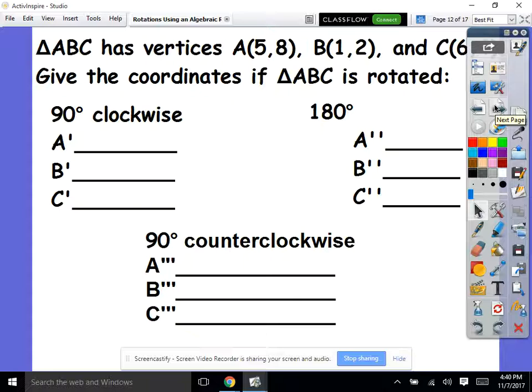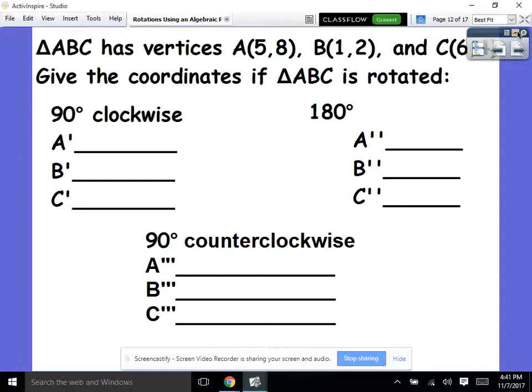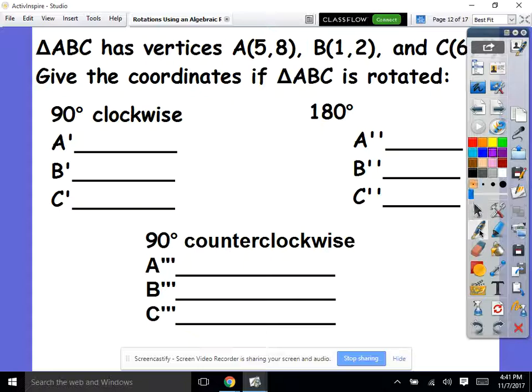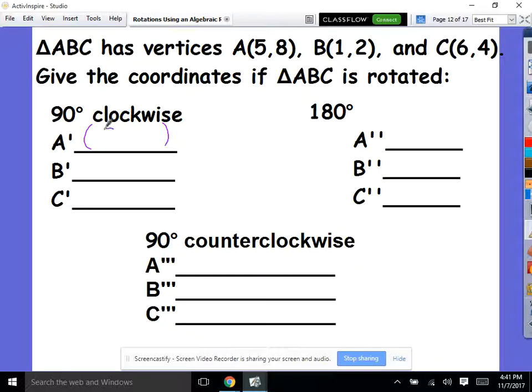All right, so now we're going to do one without the graph. Triangle ABC has vertices A (5, 8), B (1, 2), and C (6, 4). Give the coordinates if it is rotated 90 degrees clockwise. So let's see. We switch x and y and change the sign of the new y.